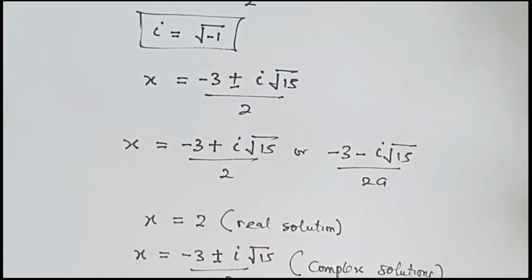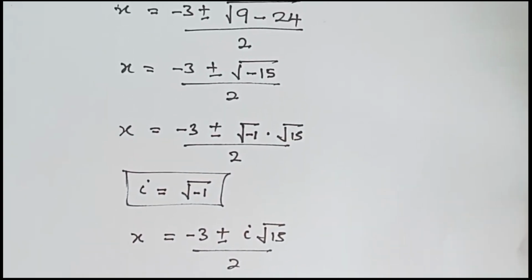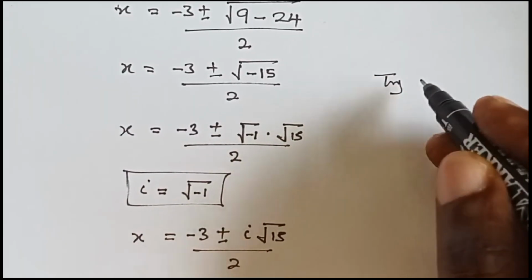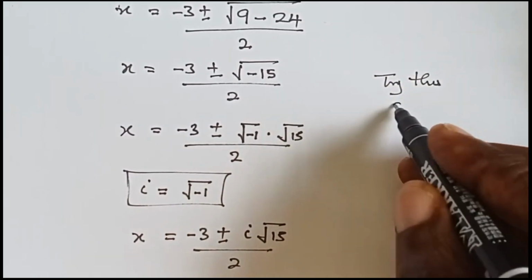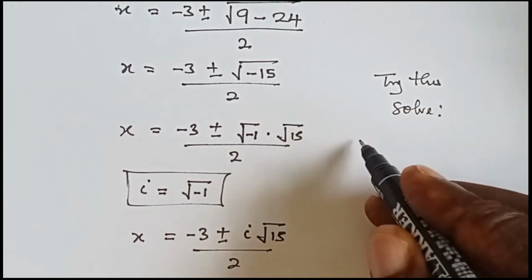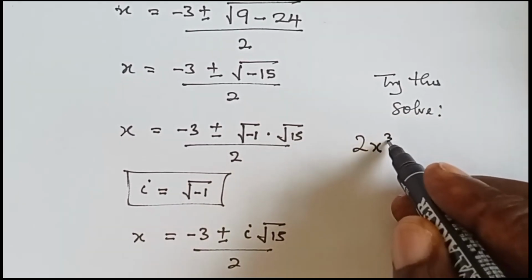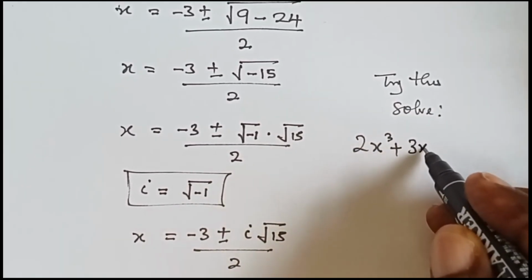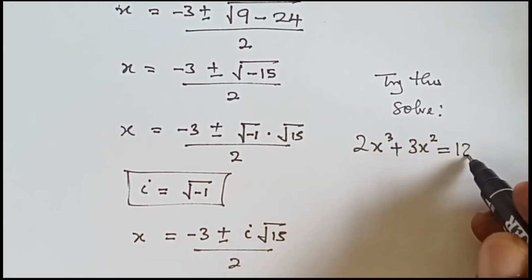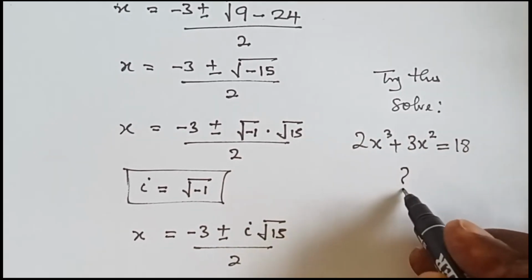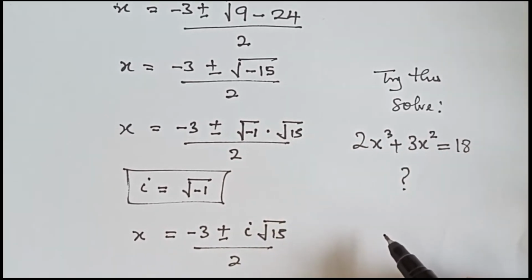Okay, so now let's try something similar. Let me give you something similar so that we can try it. Now let's solve 2x raised to power 3 plus 3x squared equals 18. Let's solve this and drop our answer in the comment section.